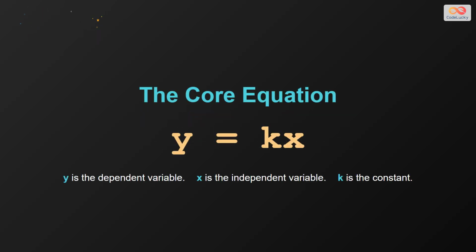The entire concept of direct variation is built around a simple but powerful equation, y equals k times x. In this relationship, y is what we call the dependent variable, and x is the independent variable. The letter k represents a constant value that connects them.